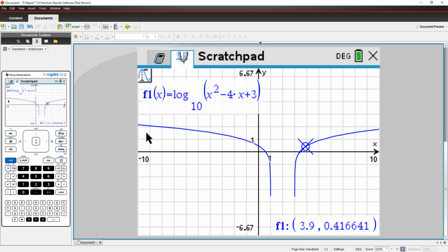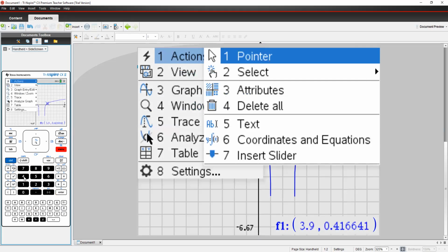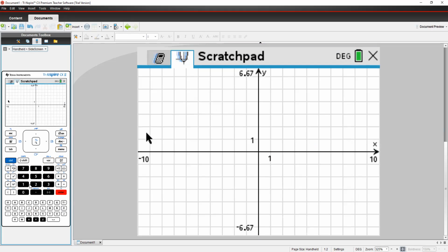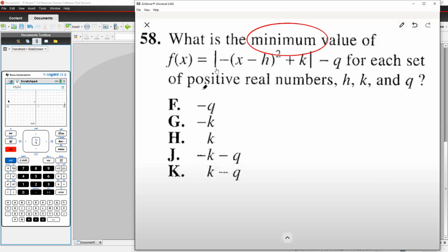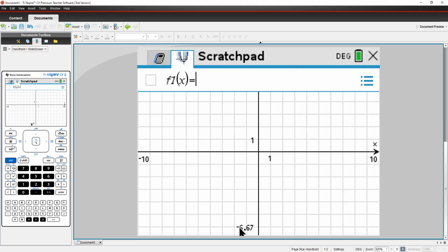So now let me get rid of the last question. I'm going to do menu 14. I'm going to delete that, and now I'm ready to enter a new function. So my function is just going to be the absolute value of negative x minus h, quantity squared, plus k, minus q. So let me go back to the actual graph and let me do that.